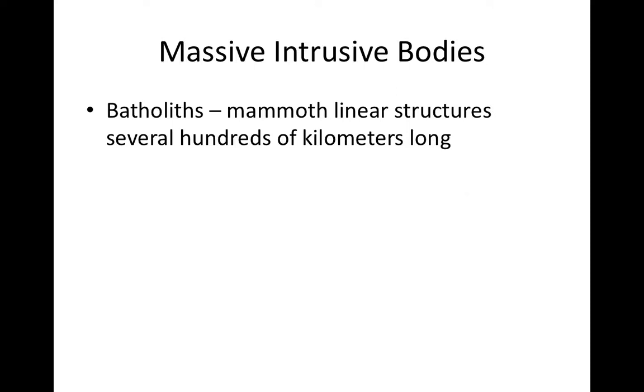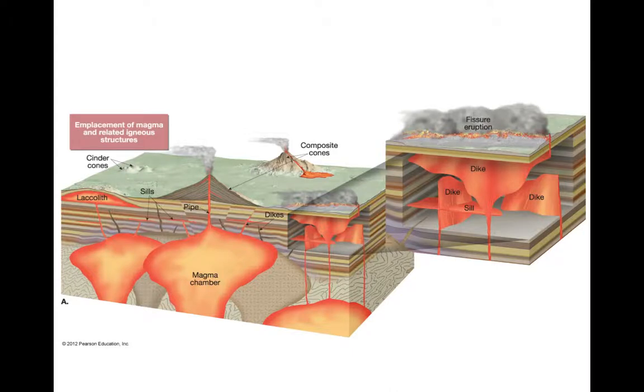Now, more massive intrusive bodies are batholiths. Batholiths are these extremely large linear structures of igneous intrusions, several hundreds of kilometers long. They usually form beneath subduction zones, or these large magma chambers that feed volcanoes, slowly cooling to form igneous rock. So these magma chambers intrude into this pre-existing rock, but they're large intrusions known as batholiths.